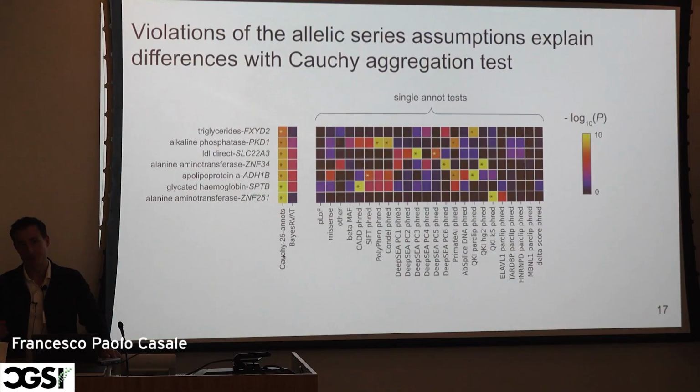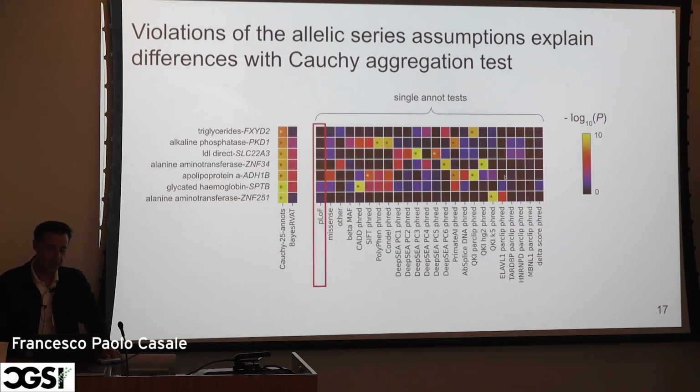To get an intuition why this happened, we looked at single annotation tests, and it's pretty evident, and maybe obvious as well, that in cases in which the signal is not driven by putative loss of function, we have a strongly misspecified prior, so we miss the association. It's just part of the trade-offs that you probably need to accept when considering Bayesian models with priors.